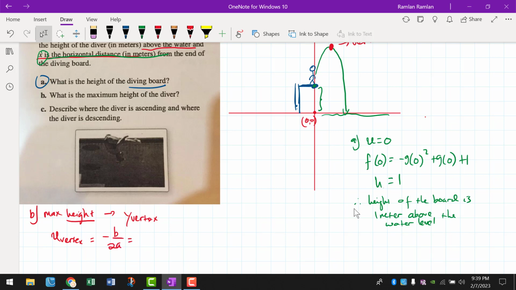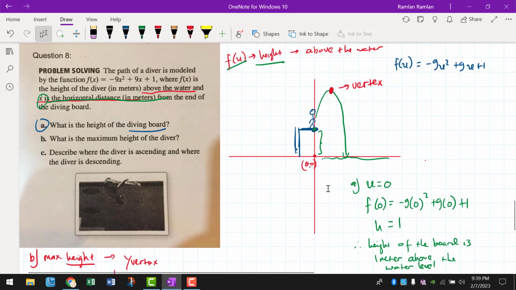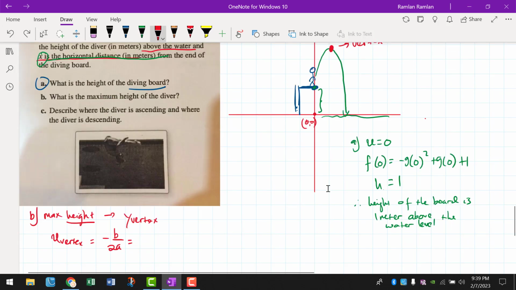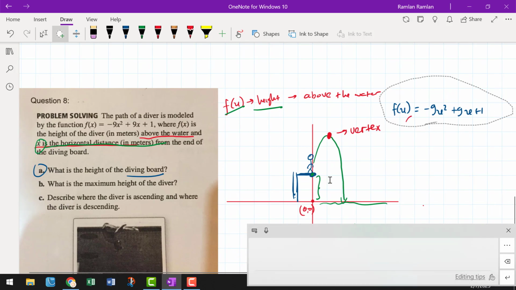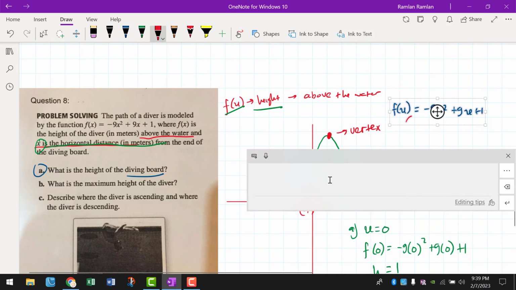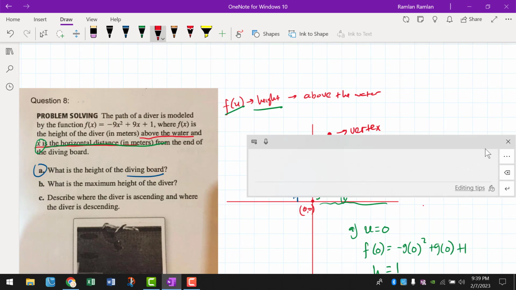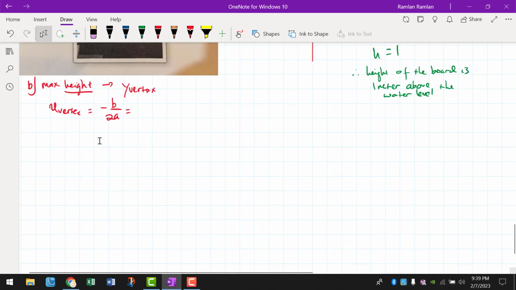So from this function over here, I'm going to copy this function here. Okay, I'm going to put it over here.